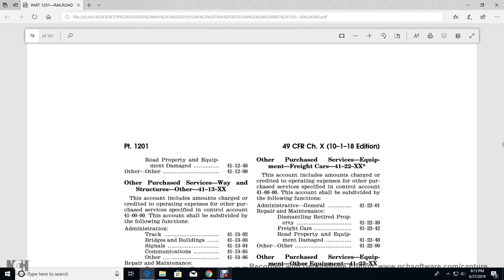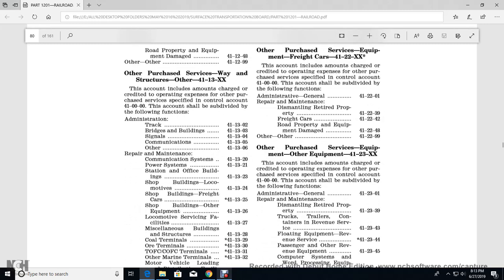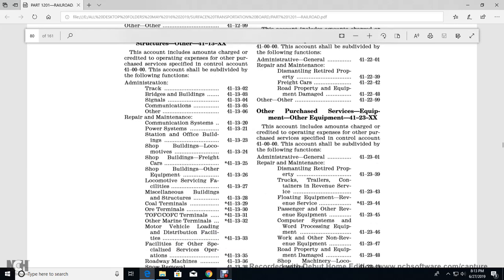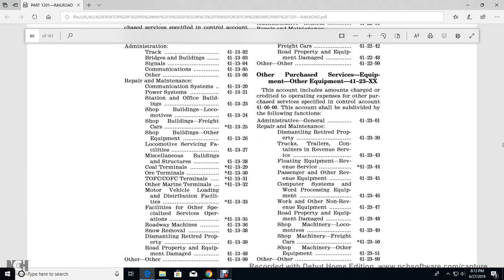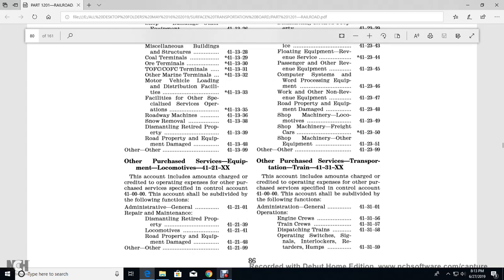Other purchased services, 4113 double X, include the amount charged to the credit of operating expense of other purchased services specified in control account 410000. The amount is subdivided by the following functions: administrative, track bridge of the building, signal communication, other repair, maintenance, communications, power system, station, office building, shop building, locomotive shop building, freight shop building, other locomotive service facility, miscellaneous building structure, current oil terminals, tire on flat car container, flat car on the marine terminal, motor vehicle loading, distribution facility, other specialized services with a specification, service operation, roadway machines, snow removal, dismantling retired property, equipment, other damage property, other purchased service equipment, locomotive.